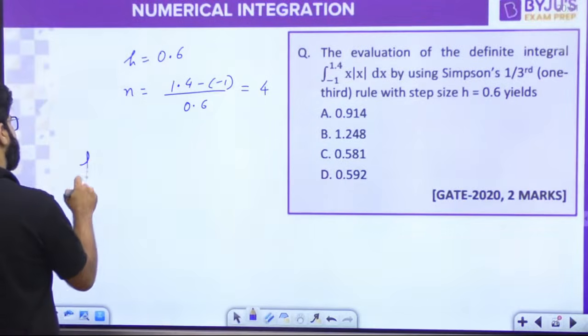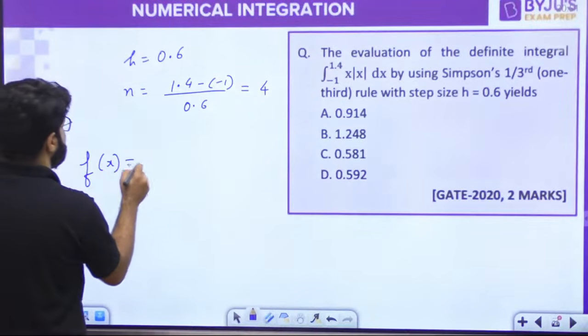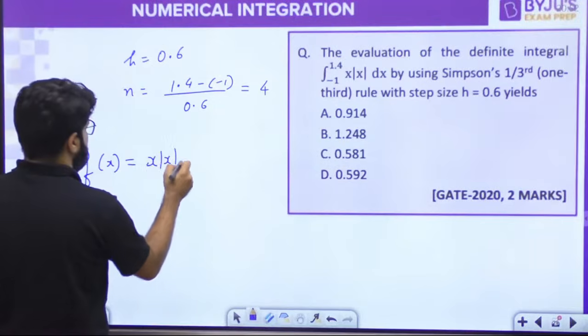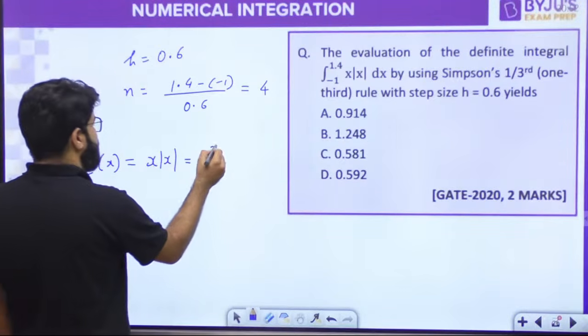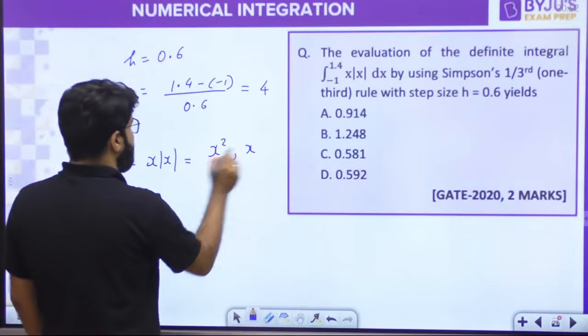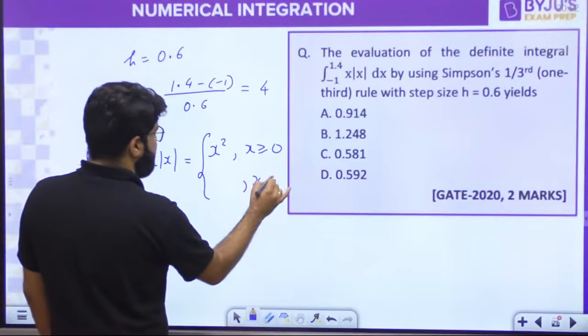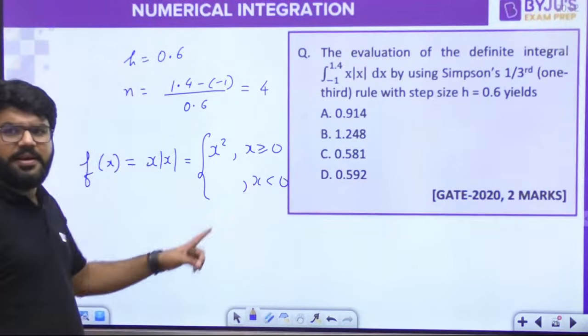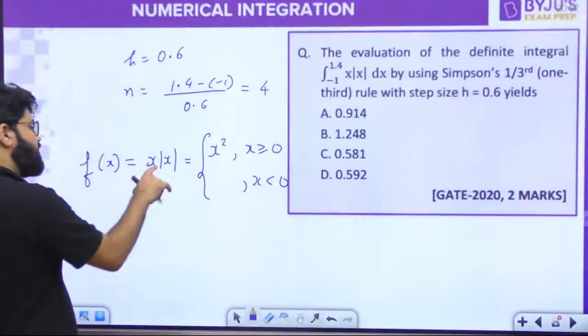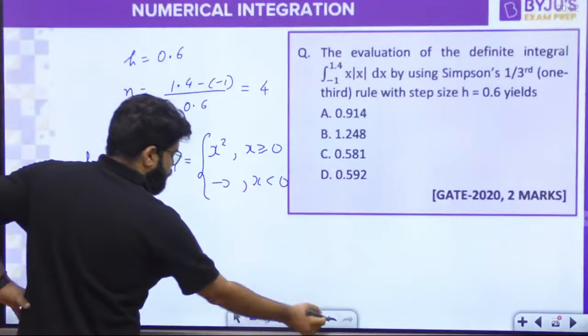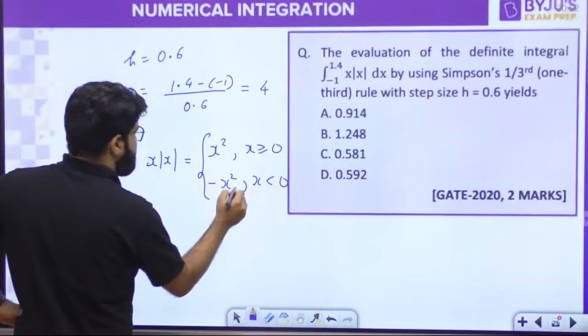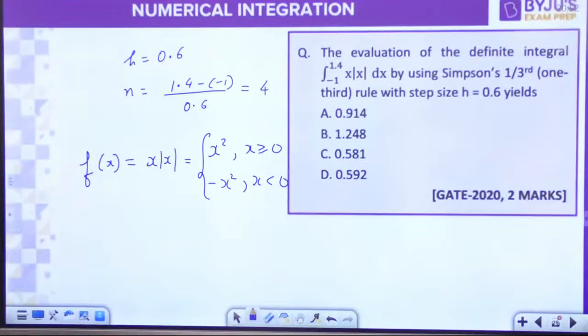Important point is to understand the function fx. What is the fx? X mod x. Now what is x mod x? Mod x is equal to x if x is greater than or equal to 0, so x into x is x square. But if x is less than 0, ये तो हमें पता है ना, mod x is minus x, so minus of x square, right?